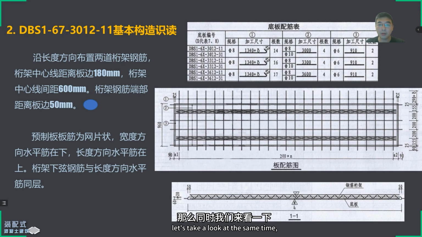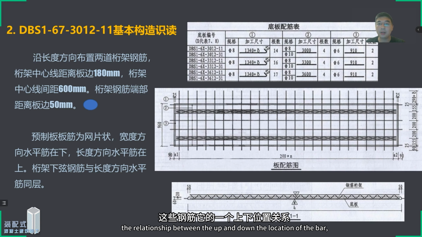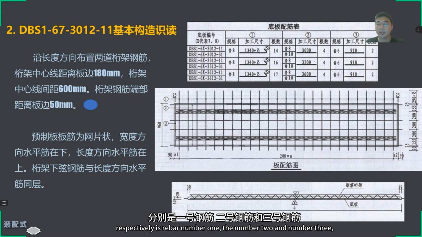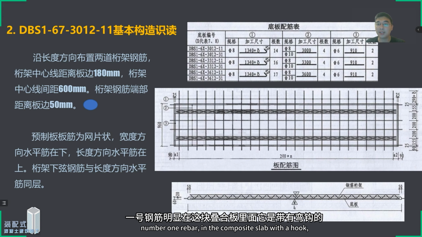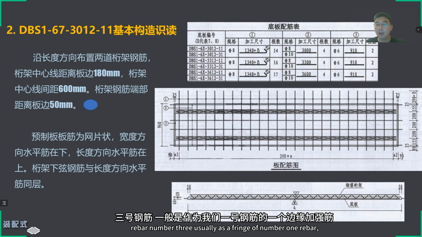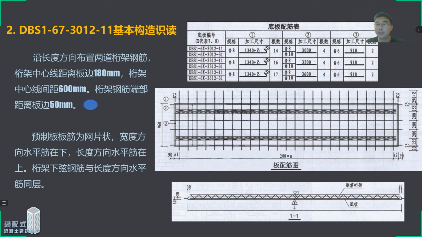Let's take a look at the same time the relationship between the up and down location of the bar, through the base slab rebar table. We can see the cross-frame reinforced number has a total of 3 dimensions. Respectively is rebar number 1, number 2, and number 3. Number 1 rebar in the composite slab has a hook. It is the one with a steel hook, which we generally call rebar number 1. Number 2 rebar is straight rebar without hook. Rebar number 3, usually as a fringe of number 1 rebar, is also without hook. It directly belongs to a diameter.